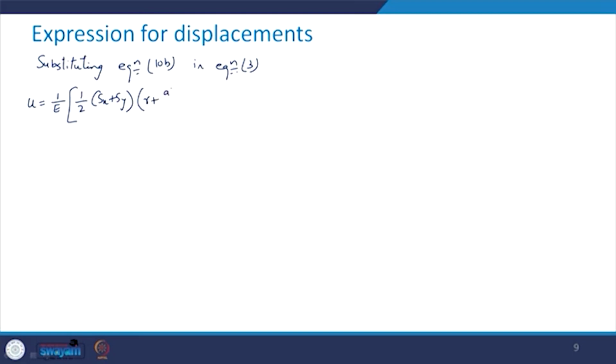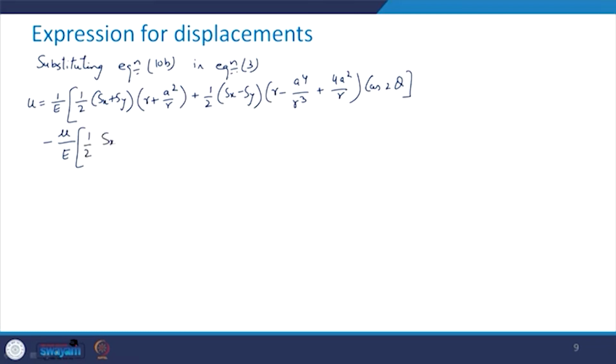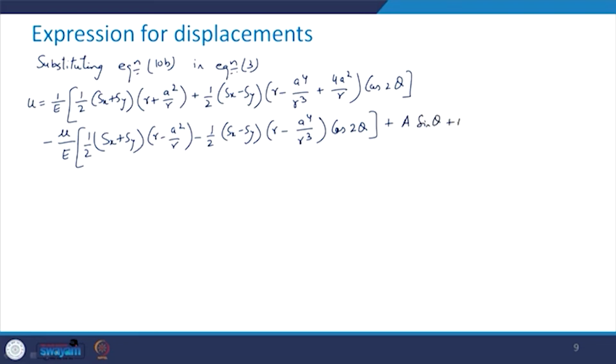u equal to 1 upon E, half (Sx plus Sy) (r plus a square upon r) plus half (Sx minus Sy) (r minus a to the power 4 upon r cube plus 4a square upon r) into cos of 2 theta, minus mu upon E, half (Sx plus Sy) (r minus a square upon r) minus half (Sx minus Sy) (r minus a to the power 4 upon r cube) into cos of 2 theta, plus I will have here a sin theta plus b cos of theta. This equation I will mark as 11a.